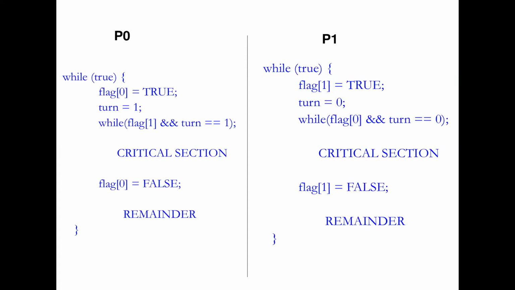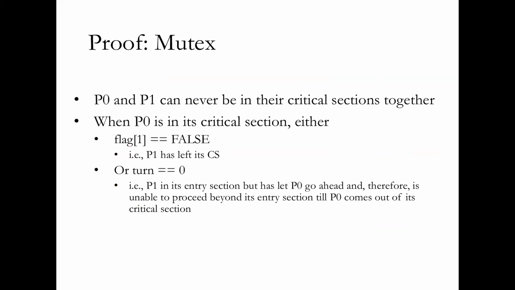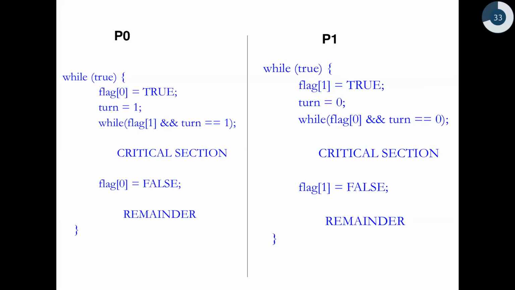Okay, so now we have this turn variable. What is this turn variable doing? For us to be in the critical section, either flag[1] has to be false, which we already considered. Flag[1] is not false, it is true. Therefore, the only way for us to be in the critical section is that the turn is not 1 for P0. That means turn is 0, right? So that's the only way we can enter the critical section.